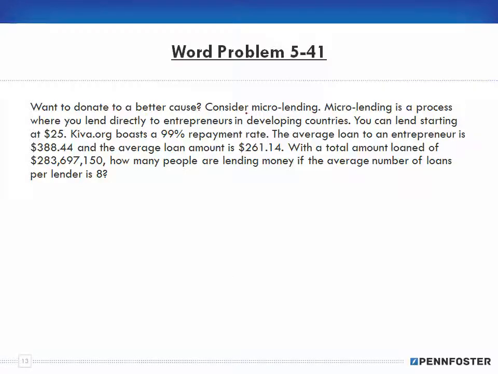Want to donate to a better cause? Consider microlending. Microlending is a process where you lend directly to entrepreneurs in developing countries. You can start lending at $25. Kiva.org boasts a 99% repayment rate.